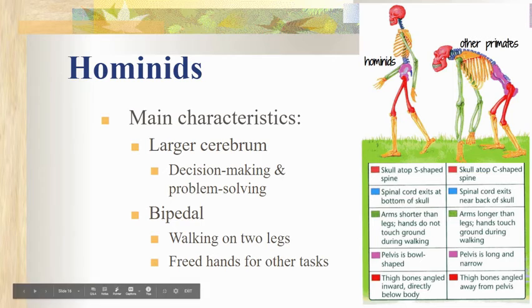So the main characteristics of hominids are they have a much larger cerebrum than other primates. And that allows for much more complicated decision making and problem solving. And the other main characteristic, like the table suggests, is that hominids are bipedal, which means they walk on two legs. And that was a huge evolutionary development because it freed the hands for other tasks.